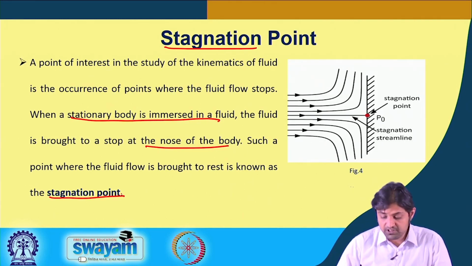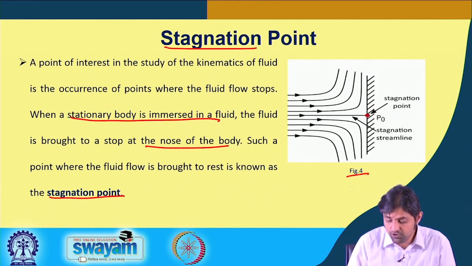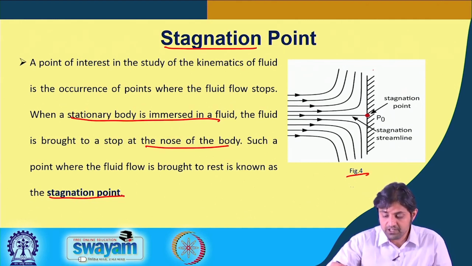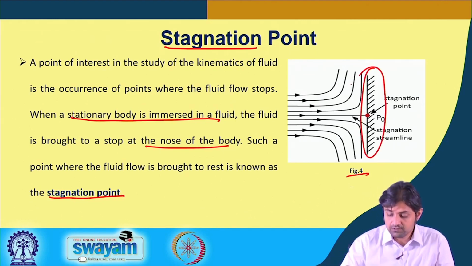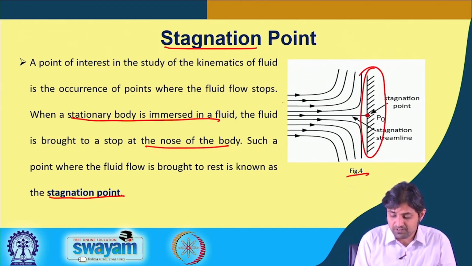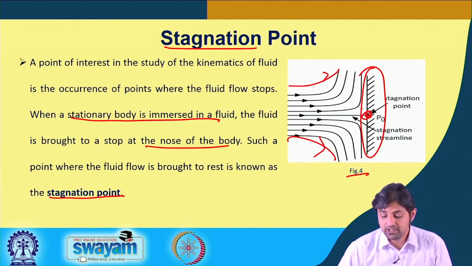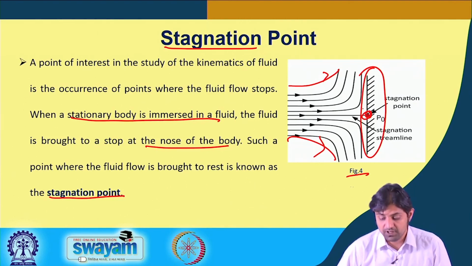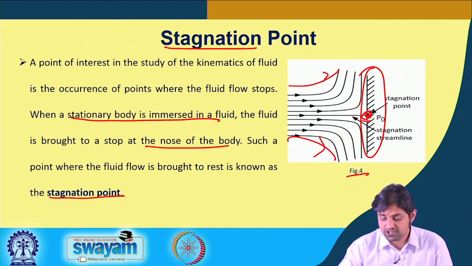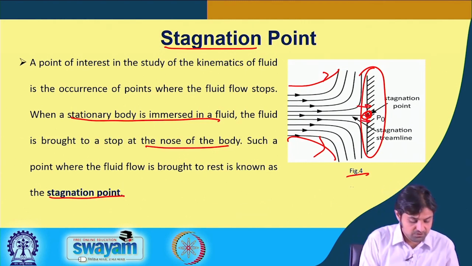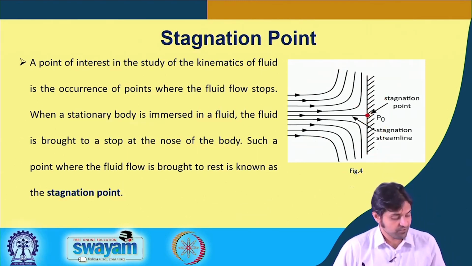In this example, in figure 4, there is a wall here, and there is air flow, or fluid flow, whatever you want to call it. When it encounters the wall, the velocity here is actually 0, right? The flow is stopping or diverting. So in this direction there is no flow, and this is called the stagnation point.